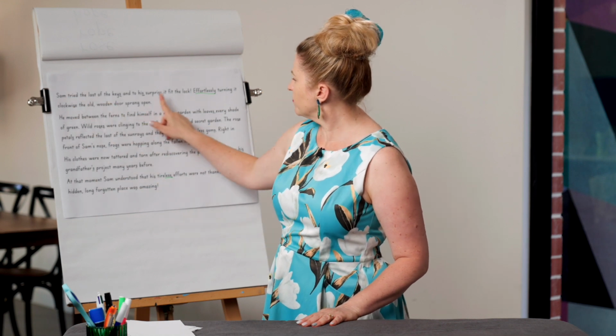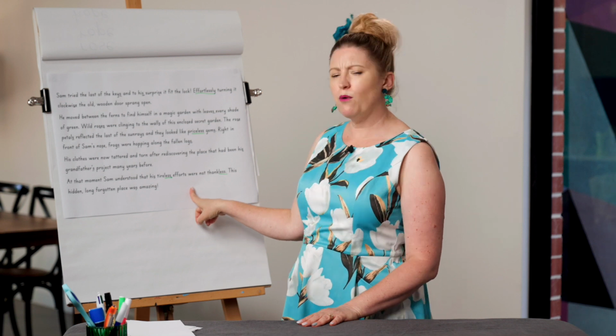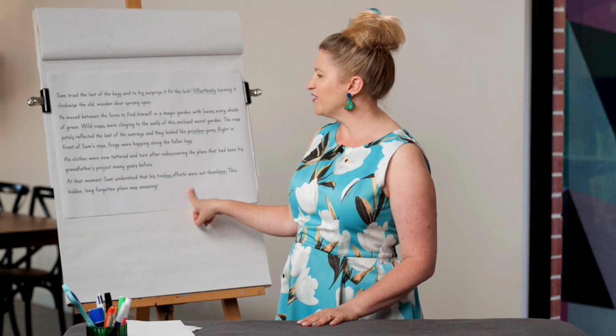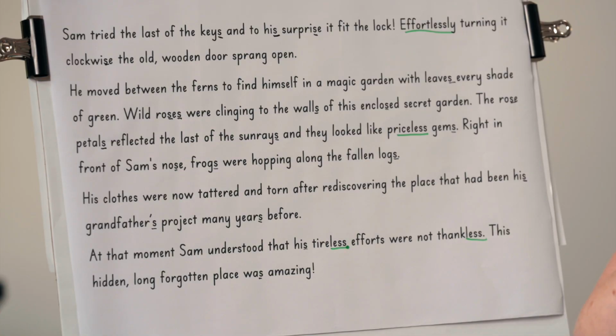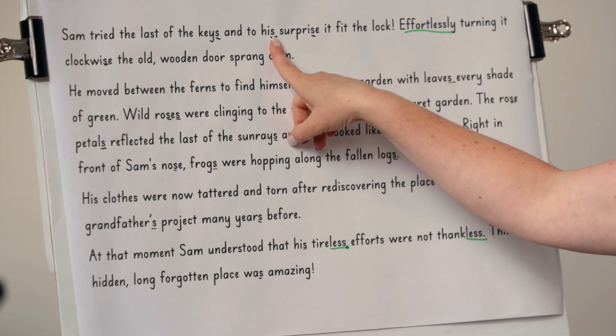And we know the story is about someone called Sam. Who do we think Sam is? Is Sam a boy or a girl? How do we know? Could be a boy's name, could be a girl's name, Sam. What in here tells us whether it's a boy or a girl? I can see some pronouns. His. So Sam's a boy.